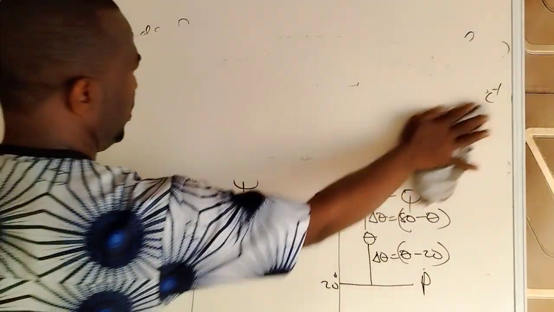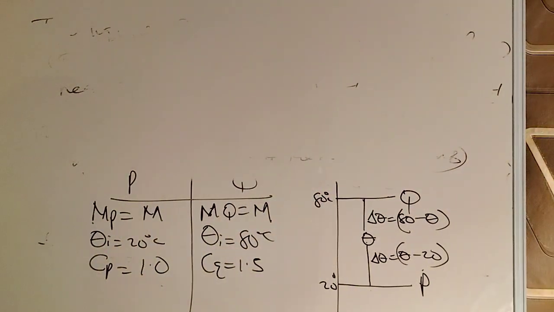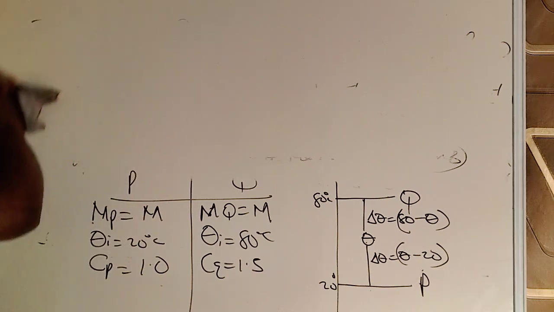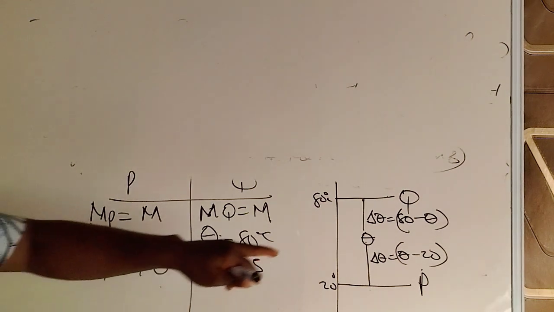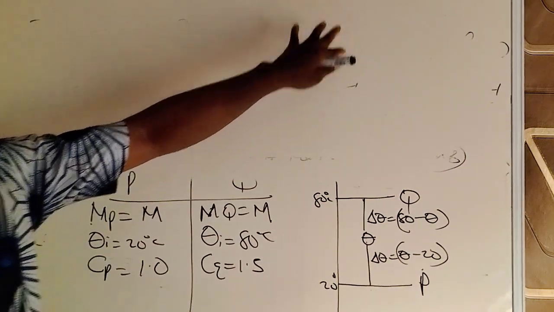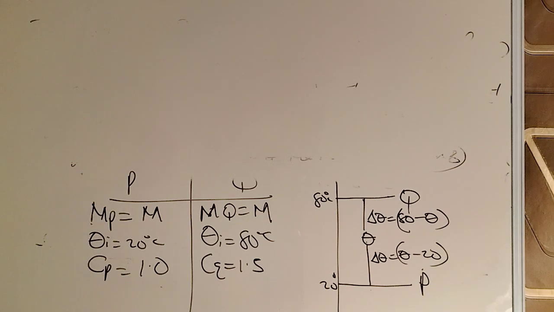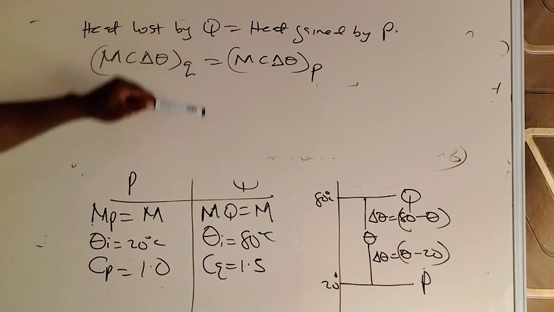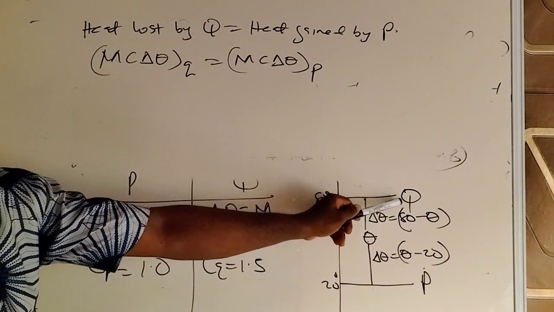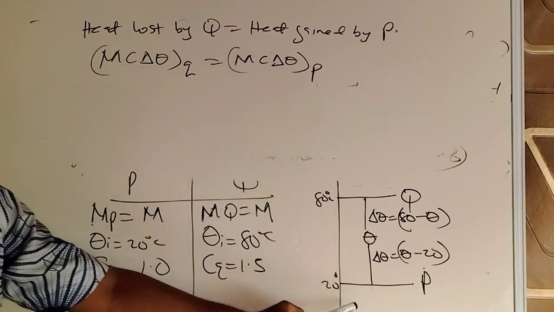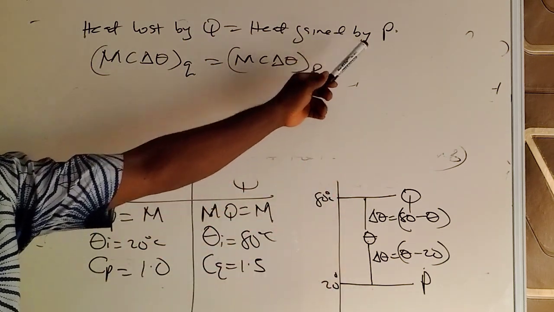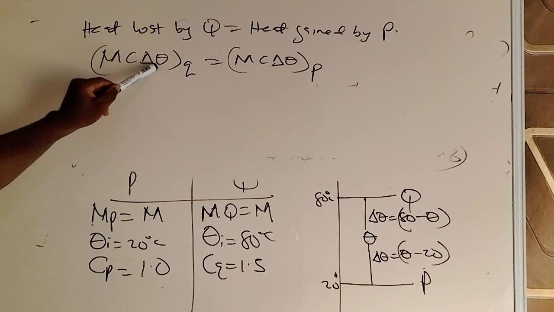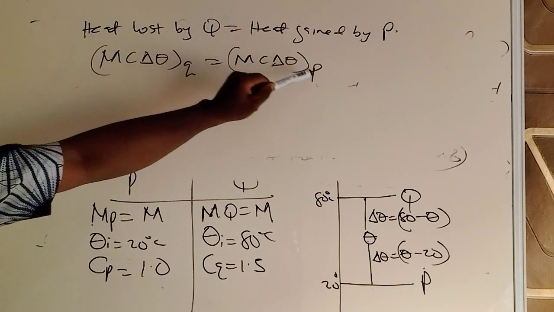What we understand here is that Q is losing heat because it's at a higher temperature, and P is gaining heat. So we say heat lost by Q, because Q is at a higher temperature, 80, equals heat gained by P, because P is at a lower temperature, which is 20. So MC change for Q equals MC change for P.